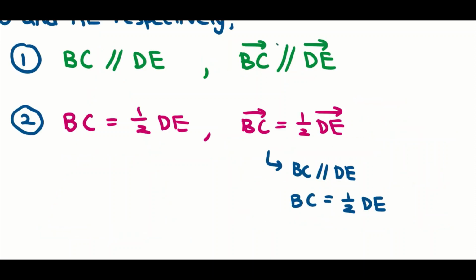And do take note that out of the four statements, this statement will be the most powerful because this statement will give us two results. One is that it tells me that BC is parallel to DE, and number two is that BC is half of DE.